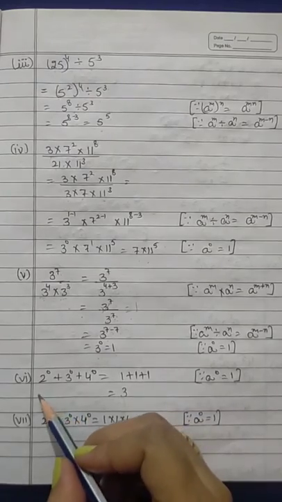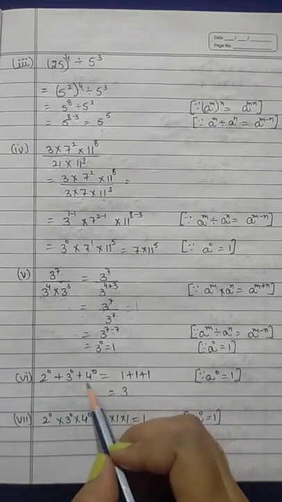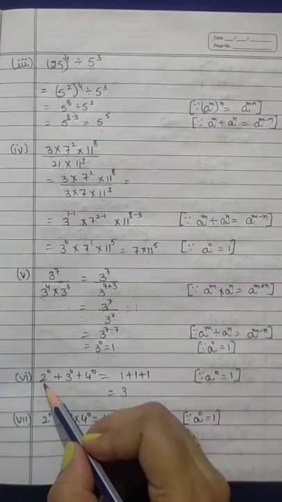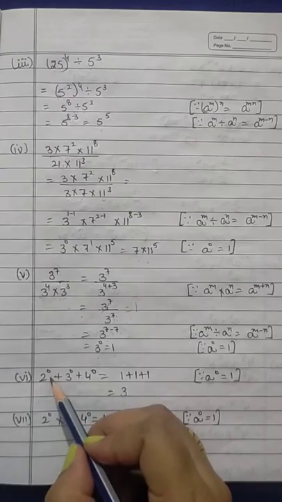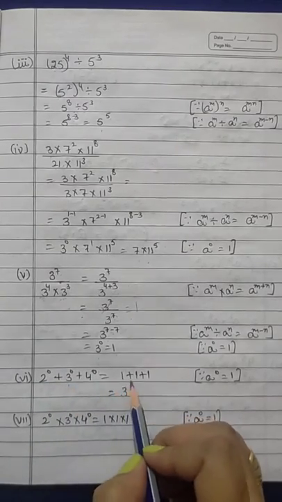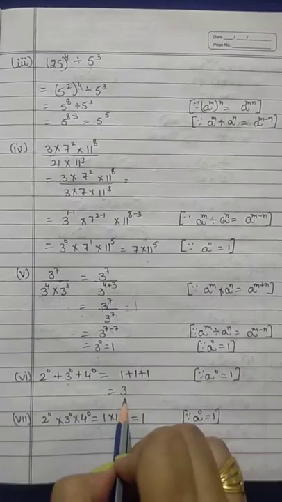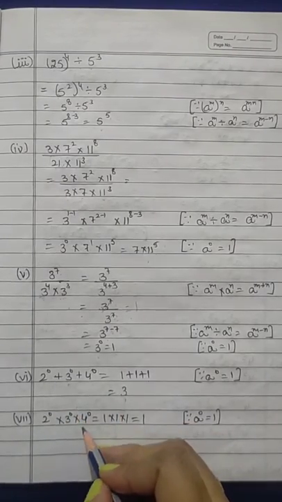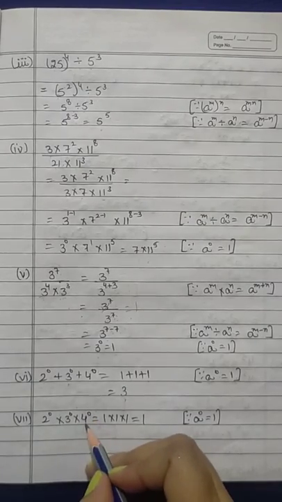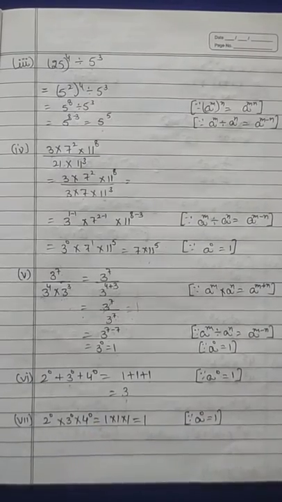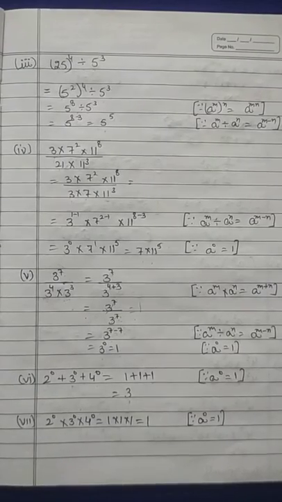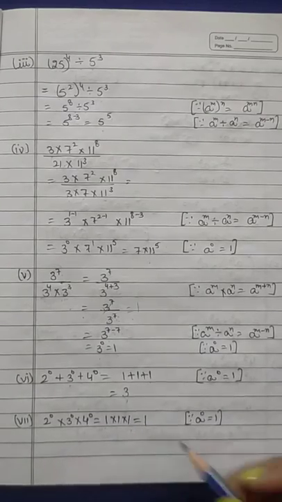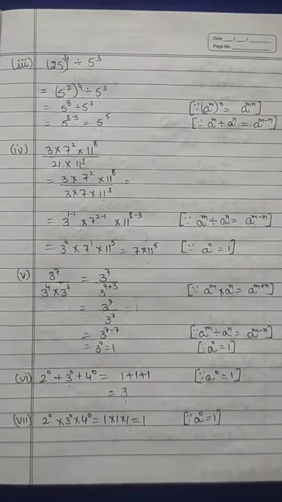And this one here, see what will happen: 2 raised to power 0 plus 3 raised to power 0 plus 4 raised to power 0. So what you will do here, you can see any number whose power is 0, the answer will always be 1. So right here on this place 1, here 1 and 1, 1 plus 1 plus 1 and the answer will be 3. Then again here we are having 2 raised to power 0 multiply 3 raised to power 0 multiply 4 raised to power 0. Again these exponential forms are having power 0, and when an exponential has power 0, the answer will always be 1. So 1 multiply 1 multiply 1, the answer will be 1 here. So in this way you can simplify the seventh part also.